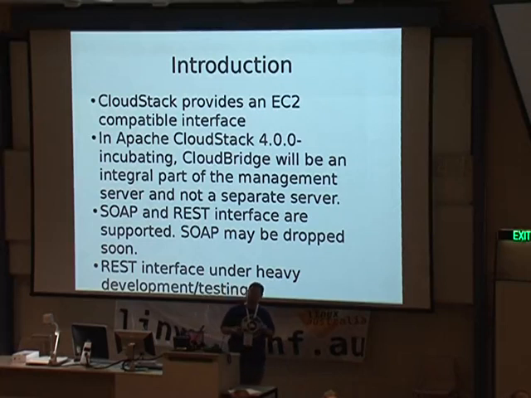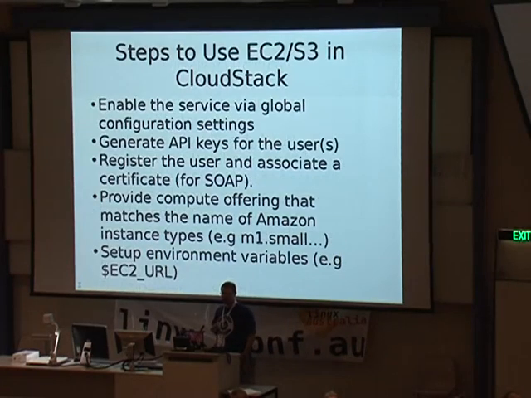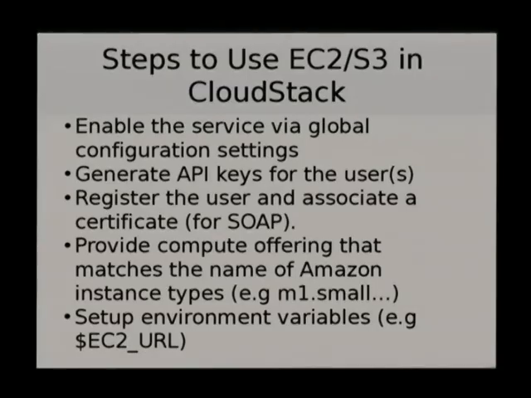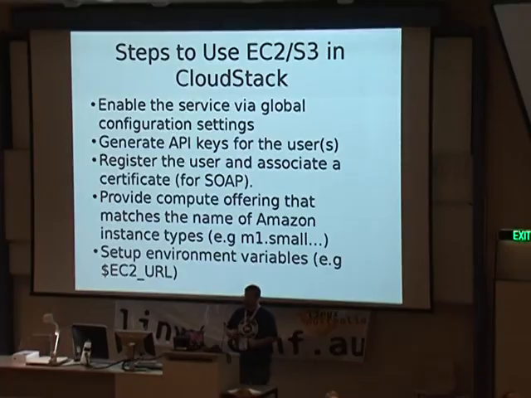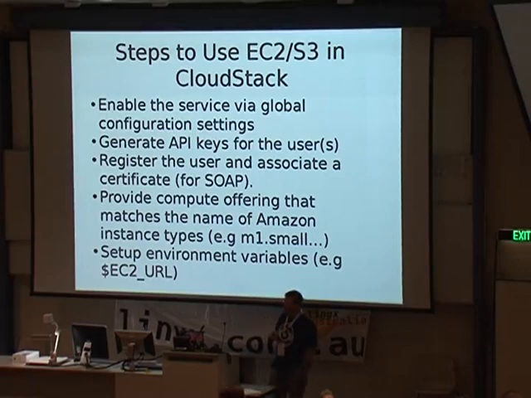SOAP and REST interface. The REST interface is under heavy development, but I think it's pretty stable at this point. This is a slightly old slide. It's pretty easy to drop this in. Basically, you go into the global configuration, register the API keys, do the certificate and all that stuff, set up the environment variables, and set up your matching Amazon instance types. I'll walk through this a little in the slides, but it takes all of about 5 to 10 minutes following the documentation the first time.